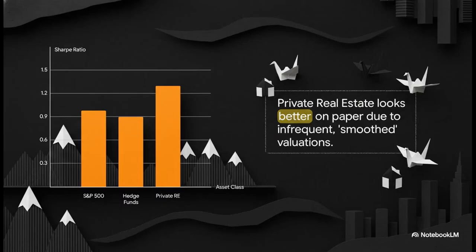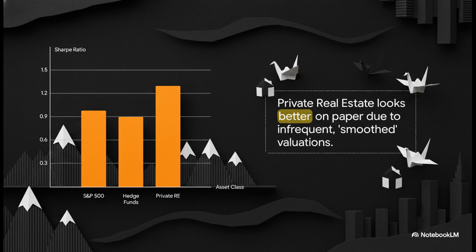Now, this chart is fascinating because it really shows you the trade-offs. The S&P 500, which is basically a proxy for the entire stock market, often has a Sharpe ratio just shy of 1. But then you look over at private real estate, and it's clocking in around 1.3. On the surface, it looks like a way better risk-adjusted return.